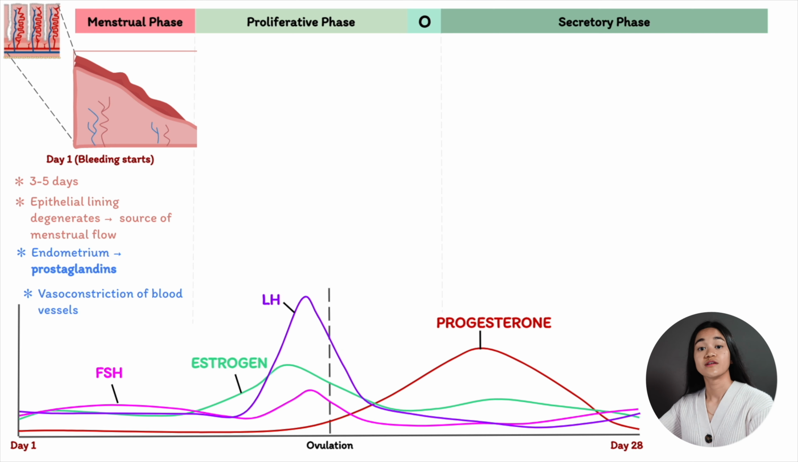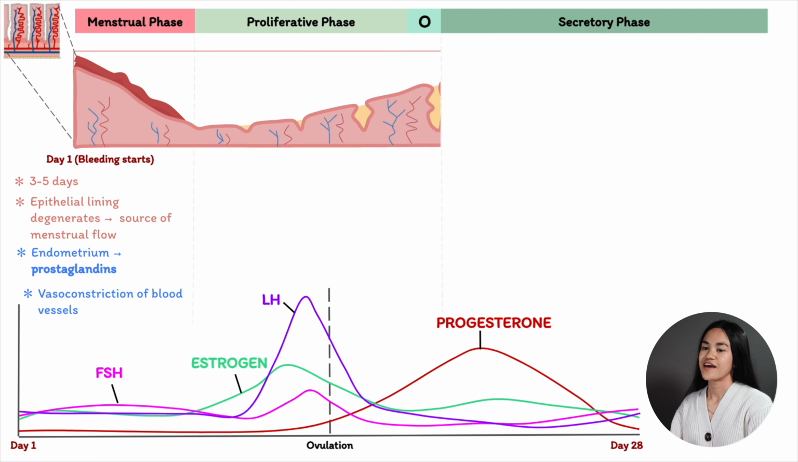Let's now move on to the next phase, and that is the proliferative phase. This is the phase which corresponds to the follicular phase of the ovarian cycle. This is where the endometrium is regenerated. This is from day 5 to day 15 of the menstrual cycle.